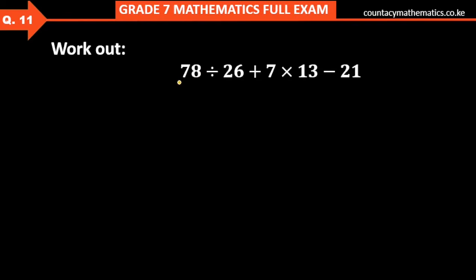Wow, I was actually waiting for such a question because this is a question that rarely misses in examinations. So let's go ahead and check it together. We have 78 divided by 26 plus 7 times 13 minus 21. How are we supposed to go about this? Remember, this question is testing you on BODMAS, whether you know how to apply it.